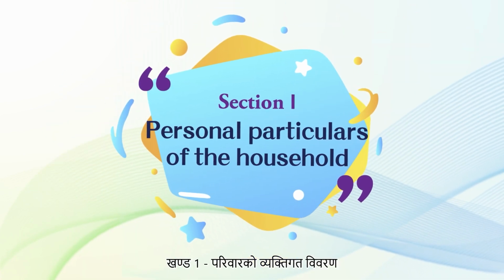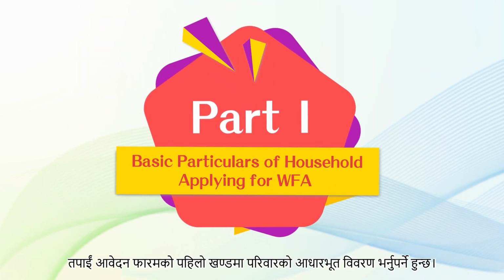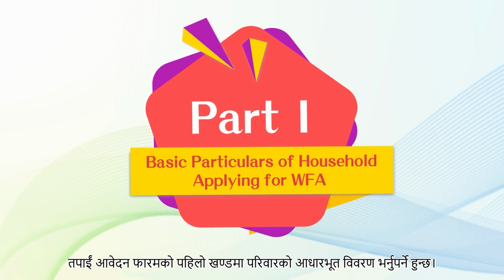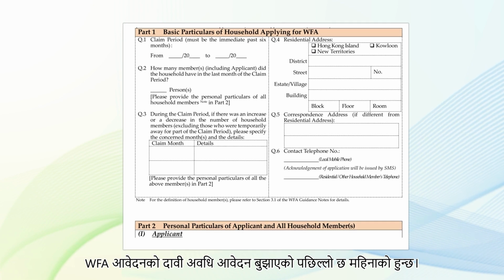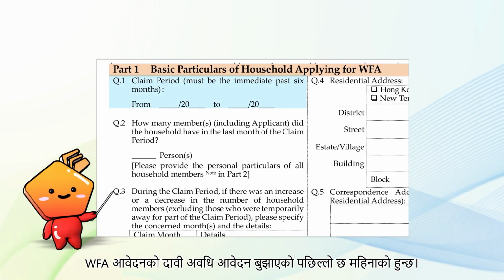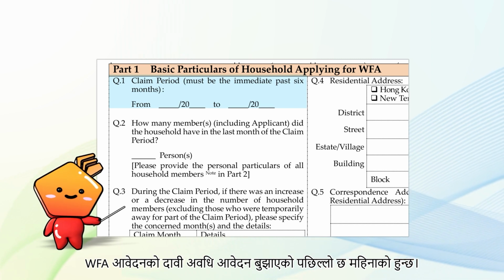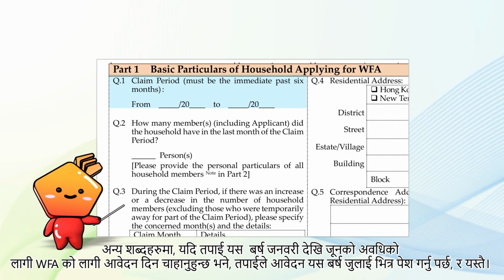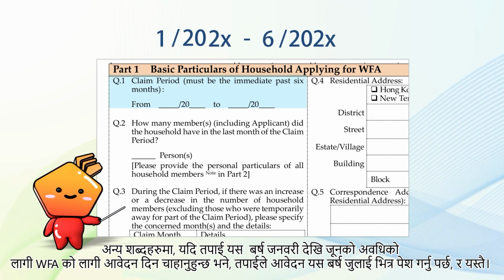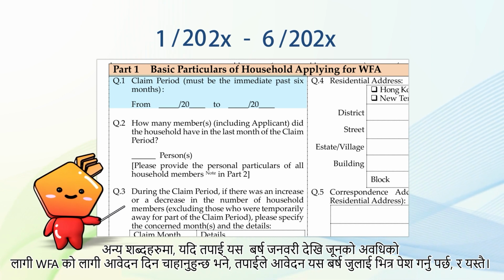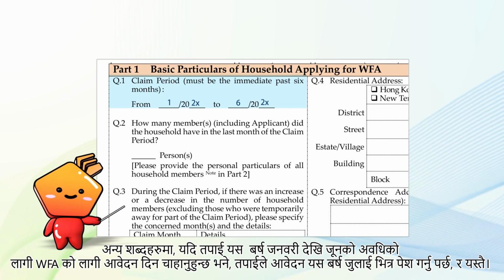Section 1. Personal particulars of the household. You need to fill in the basic particulars of household in the first part of the application form. The claim period of a WFA application covers the immediate past 6 months before the submission of the application. In other words, if you want to apply for WFA for the period from January to June this year, you must submit your application within July this year, and so on.